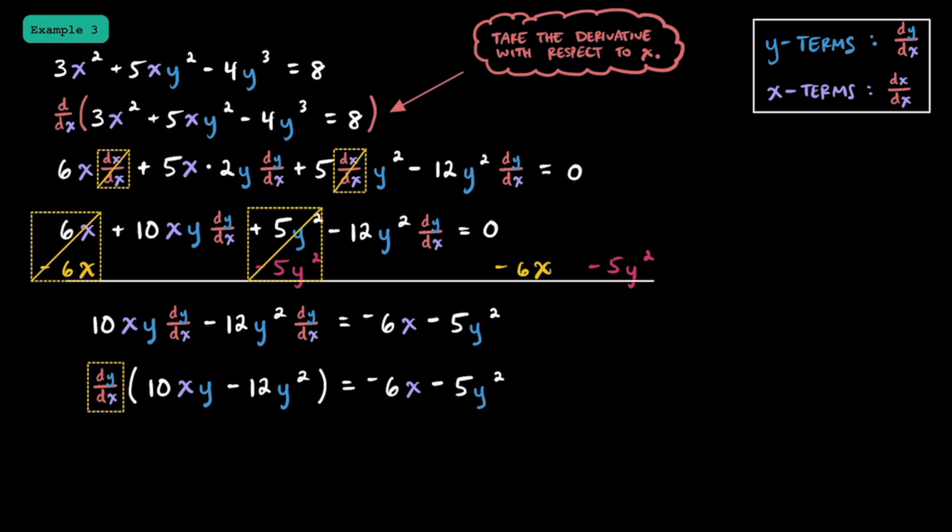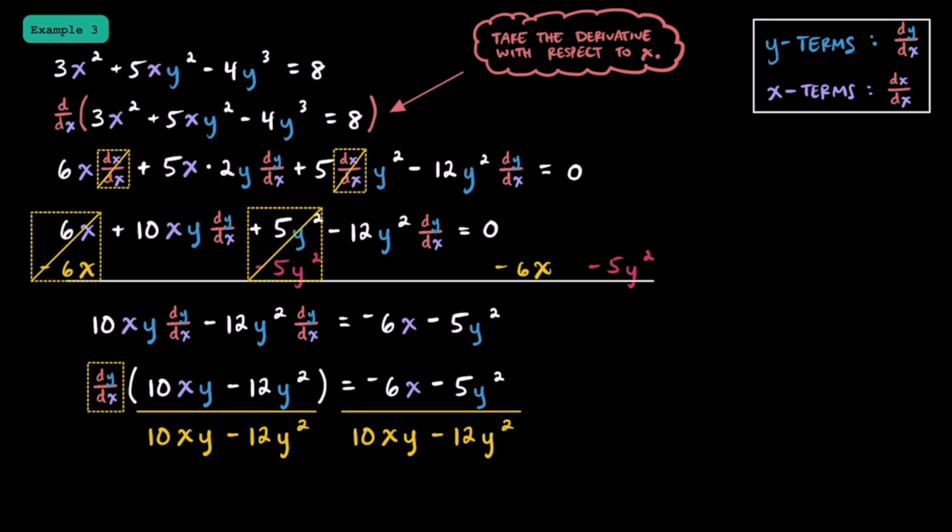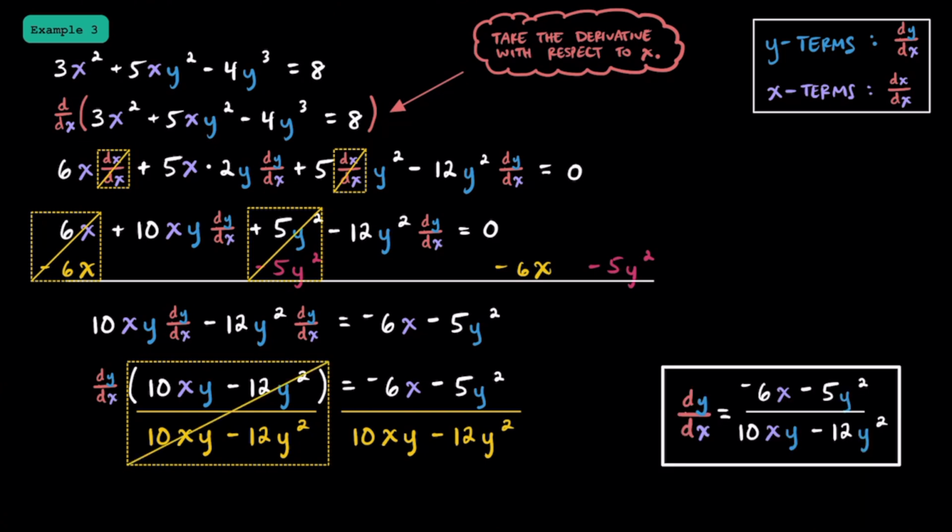Now that we finally have one dy/dx, let's isolate it by dividing both sides by 10xy minus 12y squared. This is just going to cancel out to make 1, and we can write dy/dx is equal to negative 6x minus 5y squared over 10xy minus 12y squared. And there you have 3 different examples of using implicit differentiation.